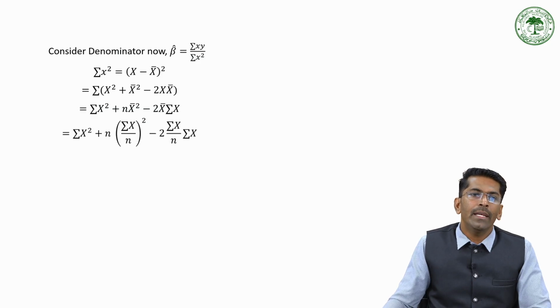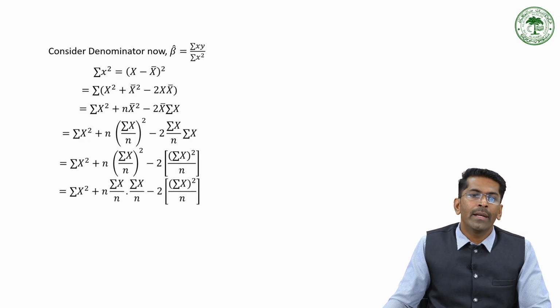Now see, the sum of x square I am putting as it is. Here n into x bar square, and what is x bar? It is the mean value, so it is sum of x divided by n, whole square, minus 2 into x bar, which is again sum of x divided by n, and sum of x also here. Okay, now sum of x square plus n into this term as it is, minus 2 into sum of x, which will become sum of x whole square divided by n.